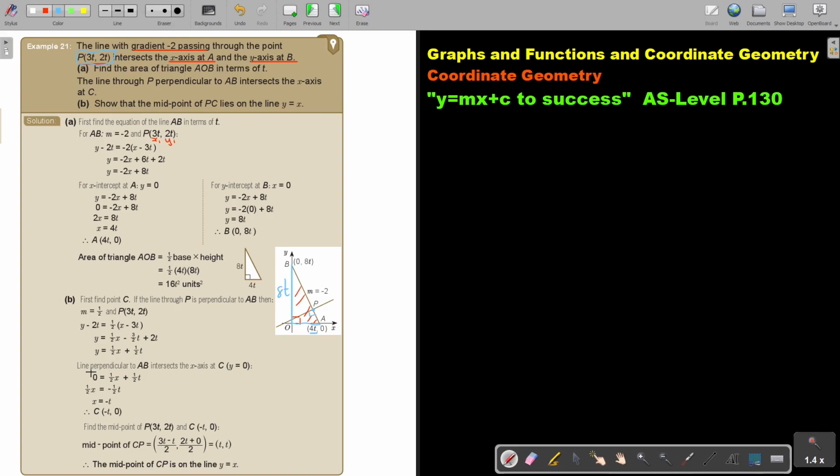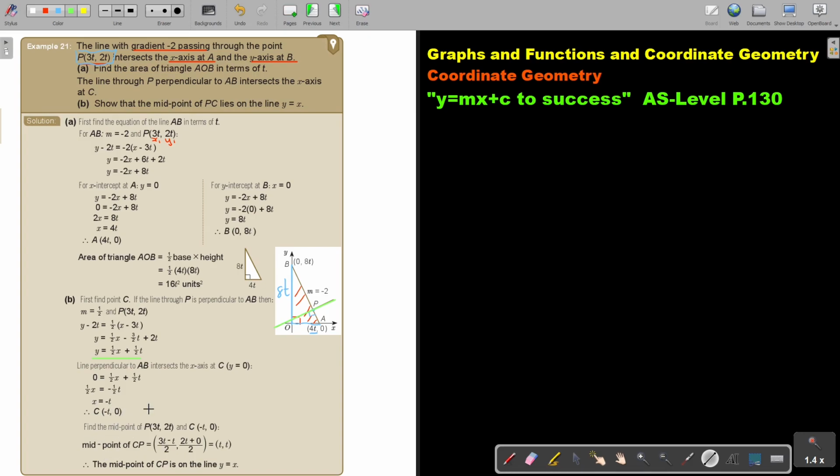Now, the line is perpendicular to AB, and it intersects the x-axis. Let's make it green. If I want to see where this line intersects the x-axis here, I must make the value of y 0. So in the equation of the green line, I make y 0, and I get x is equal to -t. So in terms of t, it's -t and 0.